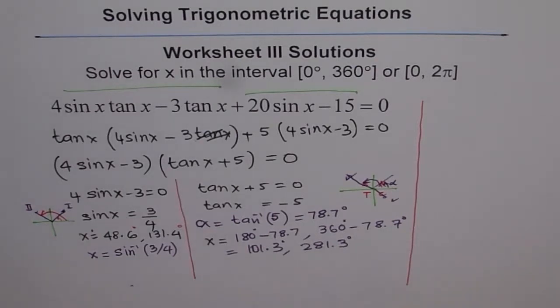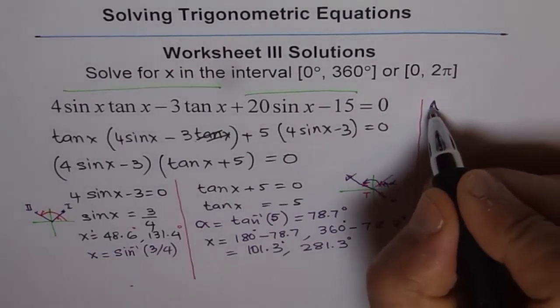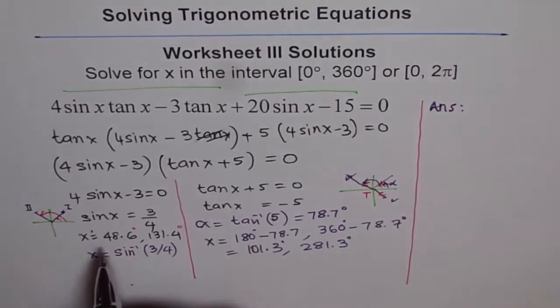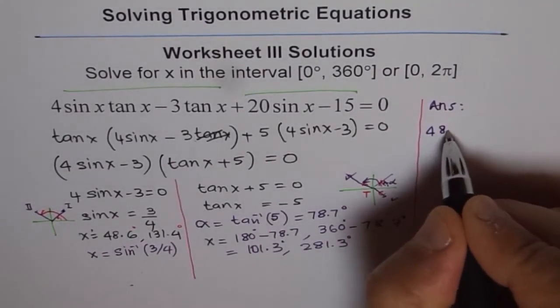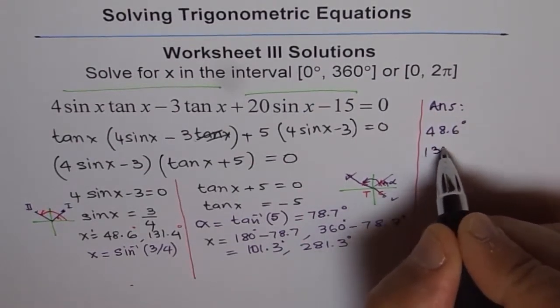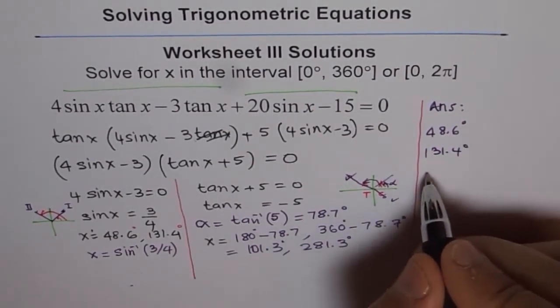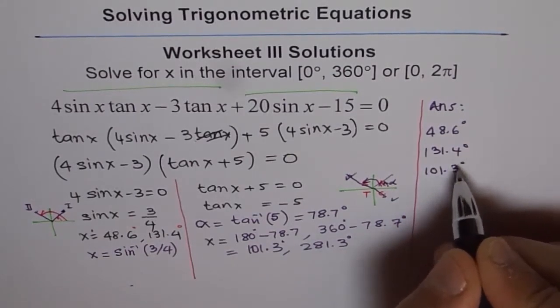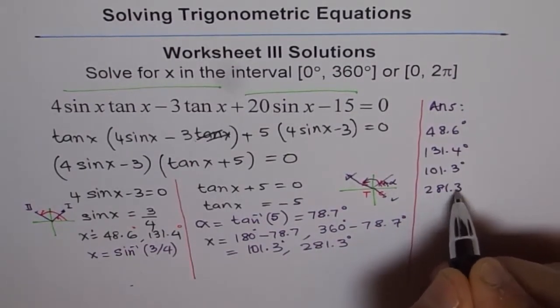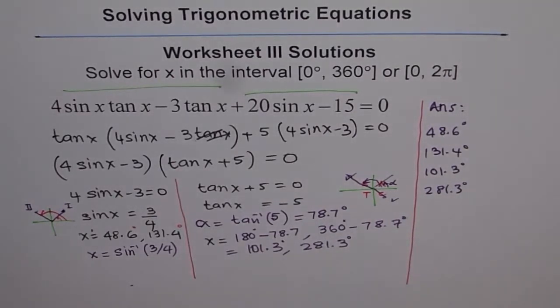It's just a good practice to plug the values back into the equation and check them, right? Now here the solutions are, so our answer I wrote. Our answers are, so we got 2 from here, which is 48.6 degrees, and then we have 131.4 degrees, and then we have 101.3 degrees and 281.3 degrees, right? As an added exercise, I'd like you to plug in all the values in the equation and check which are the real answers, right? I expect them all to be right, but let's see. We don't know, right? You need to check and confirm.